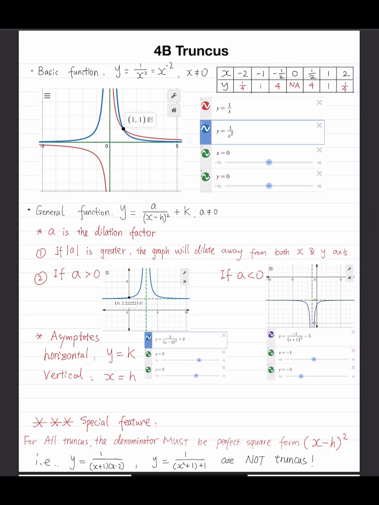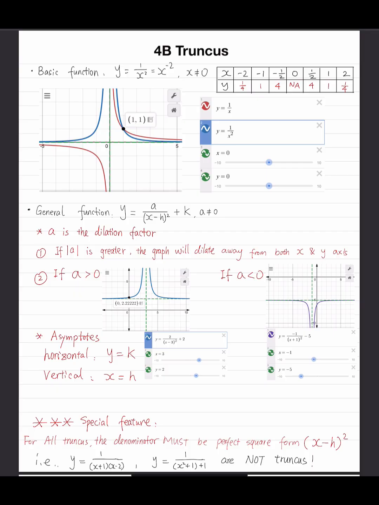This video is about Chapter 4b, Truncus. In this video, we'll be doing the same as 4a. Start by investigating the basic function along with its shape. Then we'll move on to the general function of the truncus, go through its key features, and also discuss the difference between the hyperbola and the truncus in terms of its graph. And then we're going to do an example to show how those features are presented. All right, now let's get started.